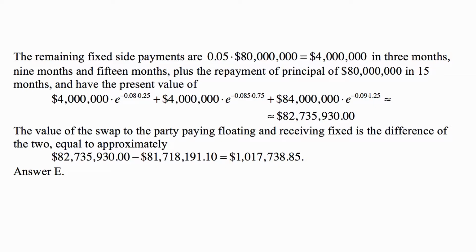The remaining fixed side payments are 0.05 times 80 million, so 4 million in 3 months, 9 months, and 15 months, plus the repayment of principal of 80 million in 15 months, and have the present value of, we just calculate the present value of all those payments, 82,735,930. The value of the swap to the party paying floating and receiving fixed is the difference of the two, and it's equal approximately to 1,017,738.85, and it's answer E either way.